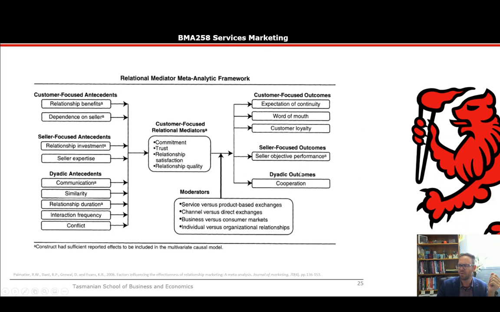So these are all beautiful things, and if you want to get these things, you look at, well, how do we do these things? Like the customer-focused antecedents, the seller-focused antecedents, and dyadic antecedents to get these positive outcomes.